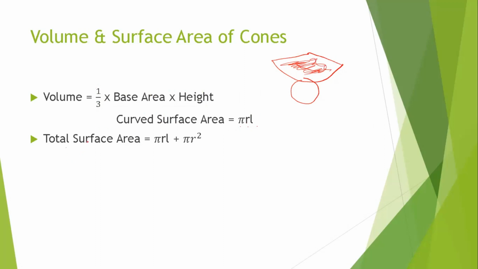And we have a total surface area का formula for the cone, which is pi r l, मतलब curved surface area, plus the base area, which is pi r square. We all know that the circle ka area is a pi r square. Let's see how do we solve these questions.